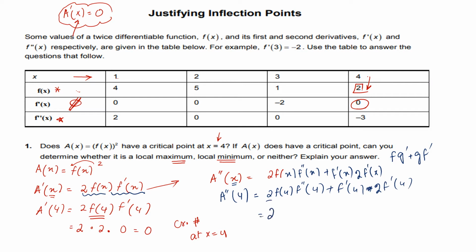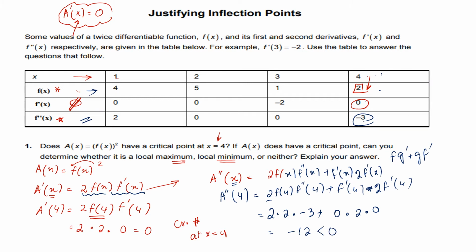So 2 as it is, f of 4. So here this is the f and this is the 4. So the value of f of 4 is 2. F double prime of 4. So here is the f double prime and 4. So this value is negative 3, plus f prime of 4, which is 0, times 2, and then again f prime of 4 is 0. So you will get 3 times 2 is 6, 6 times 2 is 12, negative 12 plus 0. So negative 12, you know that is less than 0.